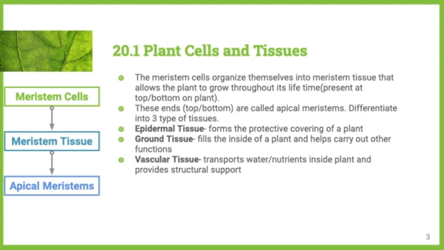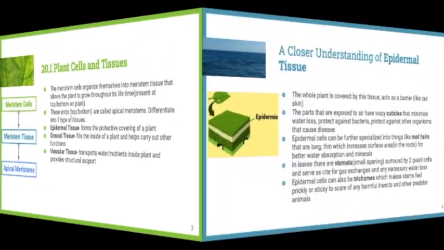The first type is called epidermal tissue, which forms the protective covering of a plant. The second is called ground tissue, and it fills the inside of a plant and helps carry out other functions. And the last is called vascular tissue, which transports water and nutrients inside the plant and provides structural support.